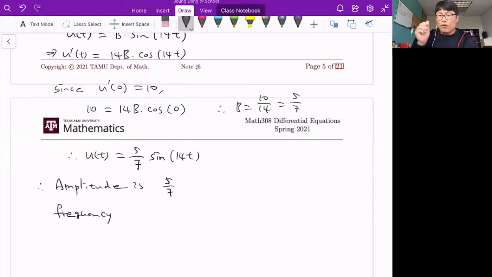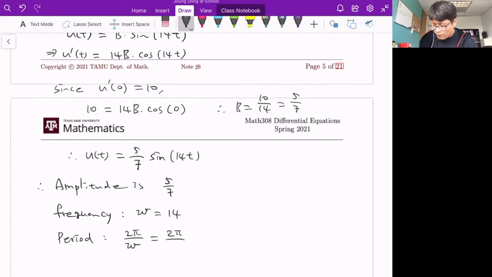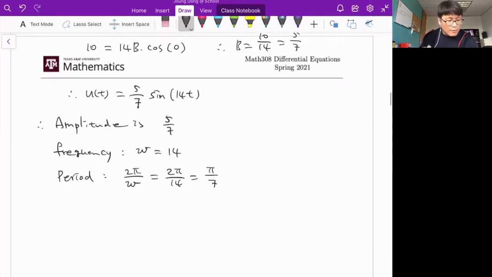Frequency is the coefficient of t. We note it by omega, that is equal to 14, right? Then how can you find period? That is definitely 2 pi over omega, right? So in this case it is 2 pi over 14, which is pi over 7. Okay? Let me finish finding all those things, and then we can talk about the other. And what is the phase?